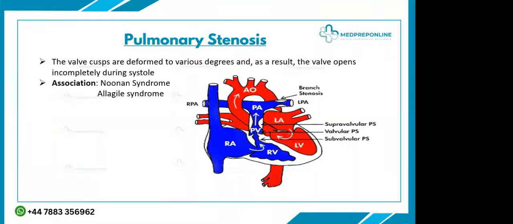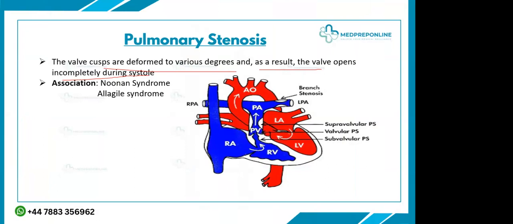So what is next? We are left with the two pressure overload diseases, that is, pulmonary stenosis and aortic stenosis. After that, we will start the cyanotic congenital heart diseases. So what about pulmonary stenosis? The valve cusps are deformed to various degrees, and as a result, the valve opens incompletely during systole.